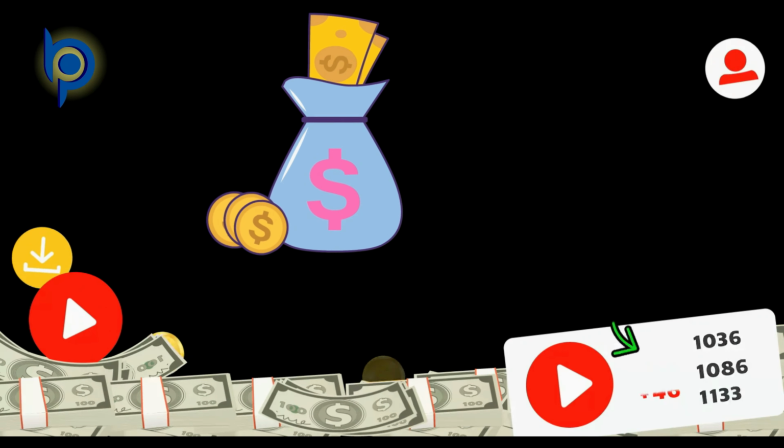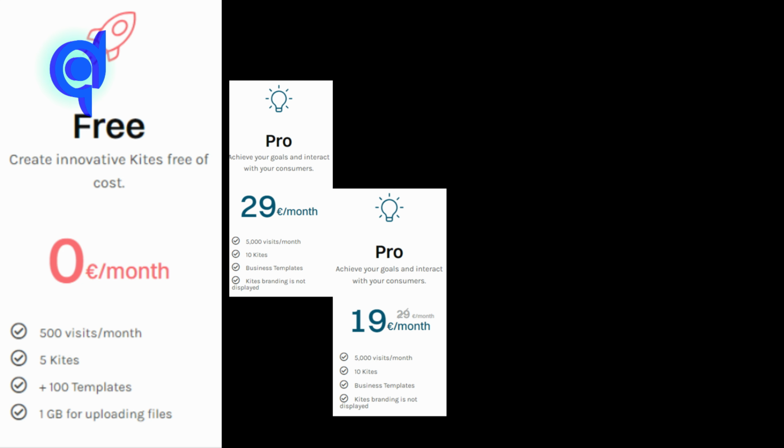Price: they have 4 plans. Free: create innovative kites free of cost with 500 monthly visits, 5 kites, 100 plus templates, and 1 gigabyte for uploading files. Pro: achieve your goals and interact with your consumers with 5,000 monthly visits, 10 kites, business templates, and Kites branding is not displayed, for €29 per month billed monthly and €19 per month billed annually.